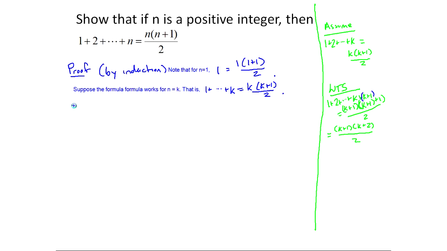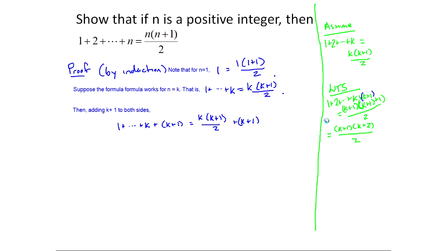So I would say what we're going to do: we're going to add k plus 1 to both sides. And so let's see what happens when I do that. Adding k plus 1 to both sides, I end up with 1 plus ... plus k, like I had here, and then I'm going to add my k plus 1. And then this equals k times (k plus 1) over 2. We already know that because I'm using this formula. I'm keeping this, and now I'm going to add k plus 1.